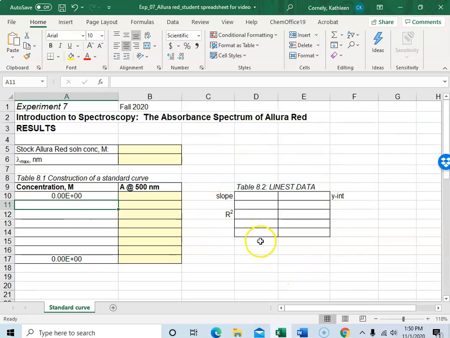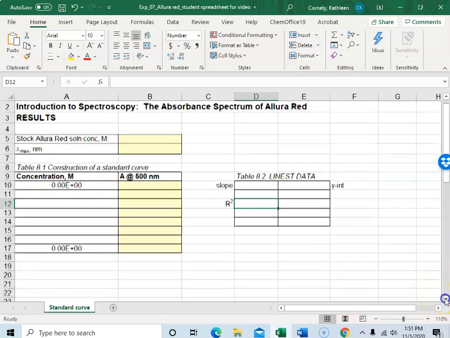Okay, moving on to this table right here. Here I have my LINEST data. You will carry out a LINEST calculation where your Y values will be the absorbances and the X values will be the concentrations. And when you get the table for the LINEST data, remember the slope is over in this portion of the table. That's the Y-intercept, and the R squared tells you how good the fit is for a straight line. The closer R squared is to 1, the better the fit.